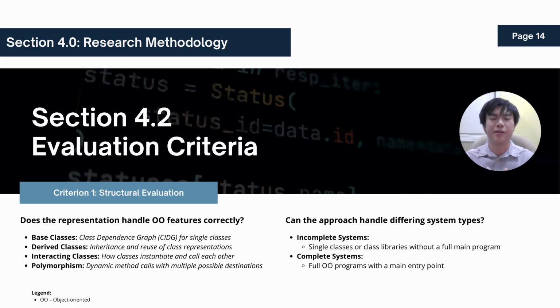This criteria also evaluates if the representation is able to handle different system types. These system types being incomplete systems, which are object-oriented programs that are not yet completed, for example, there's only a single class done, or there's a class library with no full main program, as well as complete systems, which are, like it says, full, complete, object-oriented program systems.